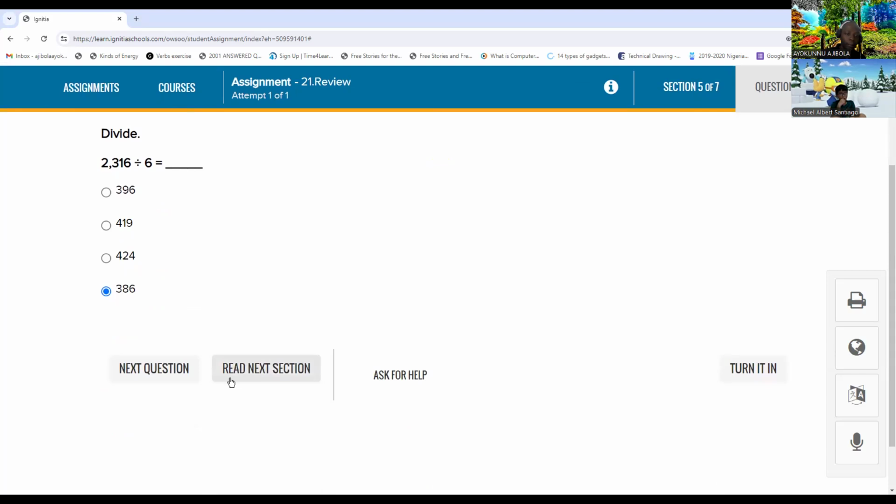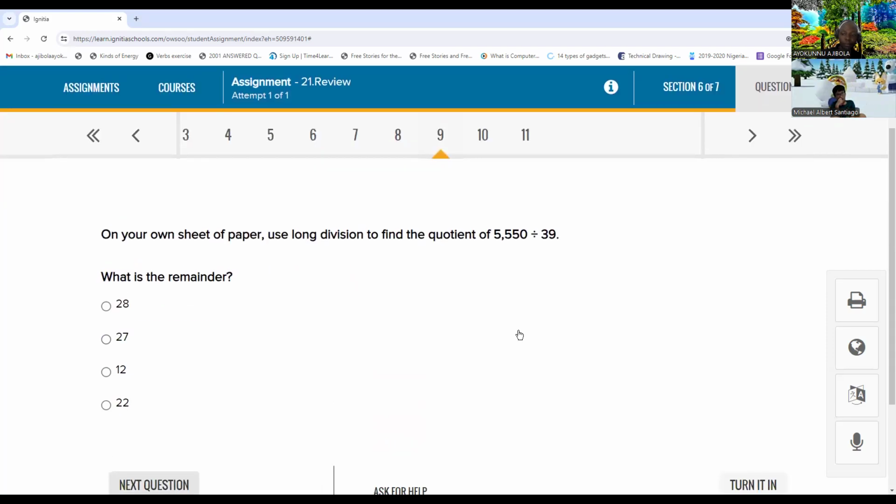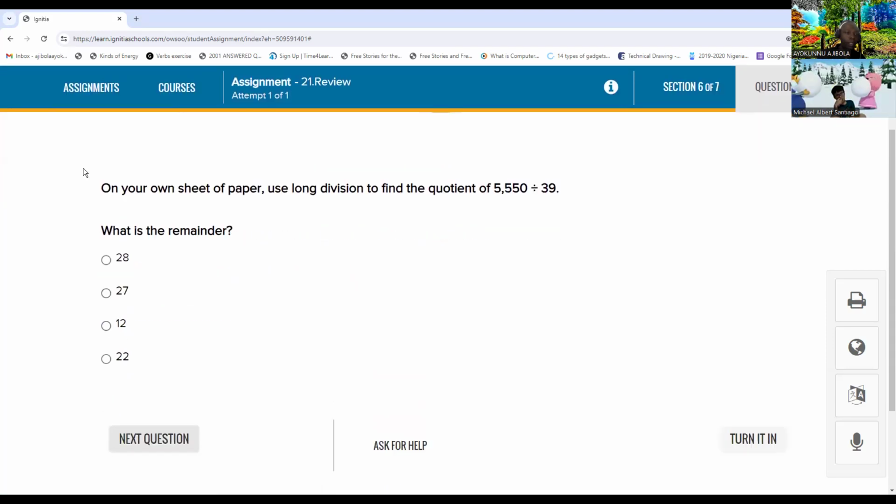All right, then the next question. We are getting close to the end of the class, okay? On your own sheets of paper, use long division to divide these and tell me the remainder. Quickly do that, Miggy. What is the remainder? 12? Find the remainder, okay? Doors are closing. Do it quickly.